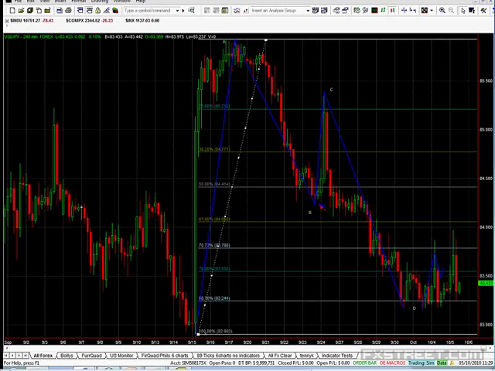If it is less than 61.8, it turns into a thing called a bat pattern. And the level at D for a bat pattern is somewhat lower. It is down here at 88.67%. Okay?